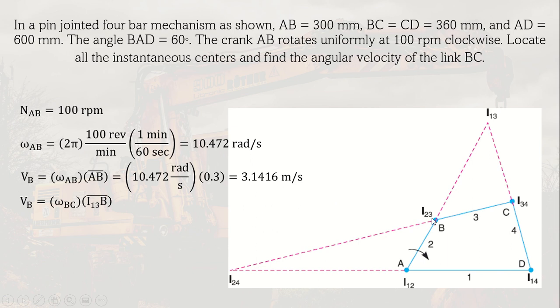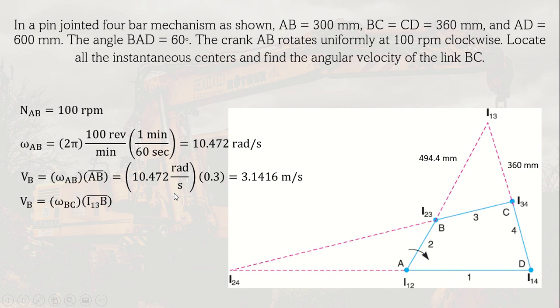So the velocity of point B, if you base it on this instant center, is also equal to the angular velocity of BC times the length of the line joining point B to the instant center. So this is the formula that we will use to get the unknown.